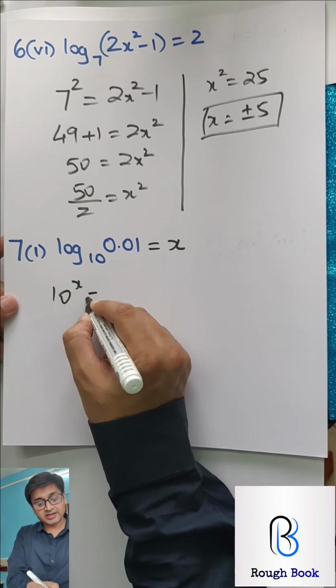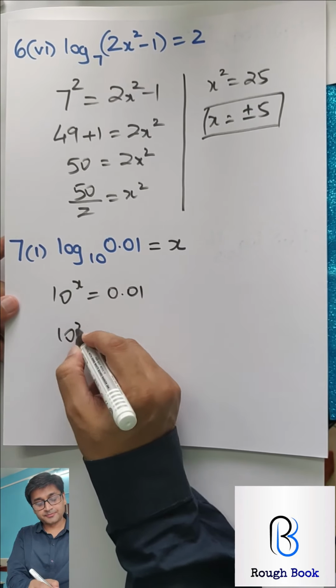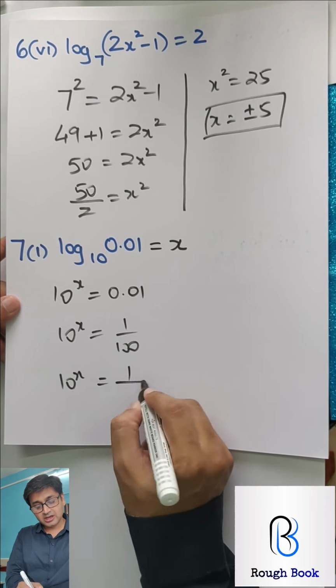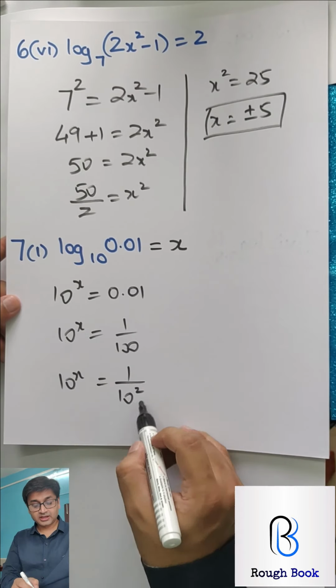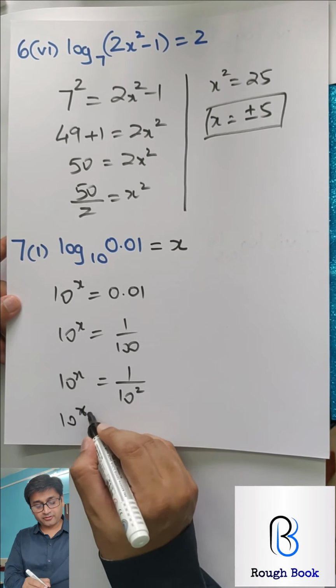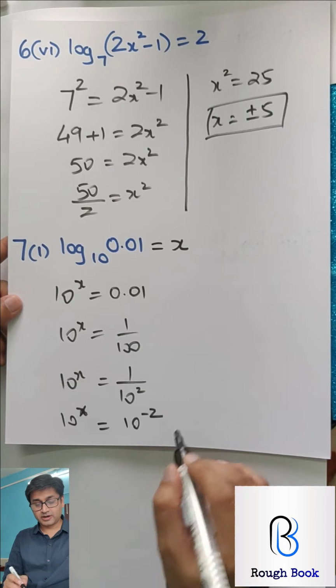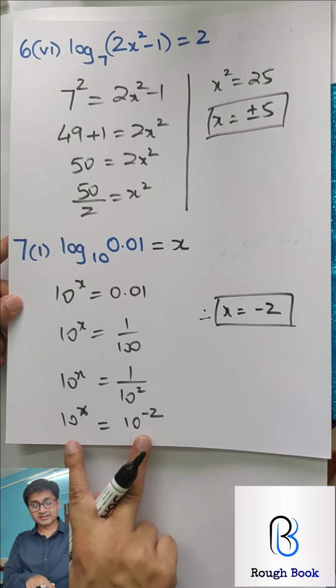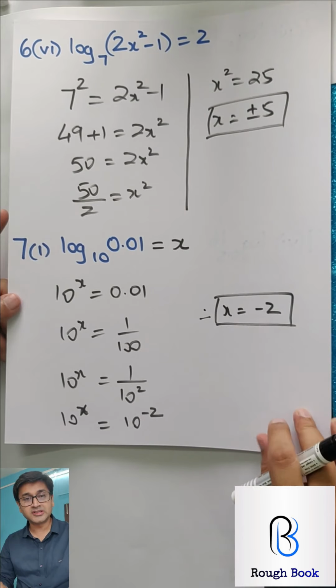So 10 raised to x is 0.01. 10 raised to x is 1 by 100. 10 raised to x is 10 raised to 2, get this on top. Law of indices. So 10 raised to minus 2. So therefore x becomes minus 2. Base is same, index also is same.